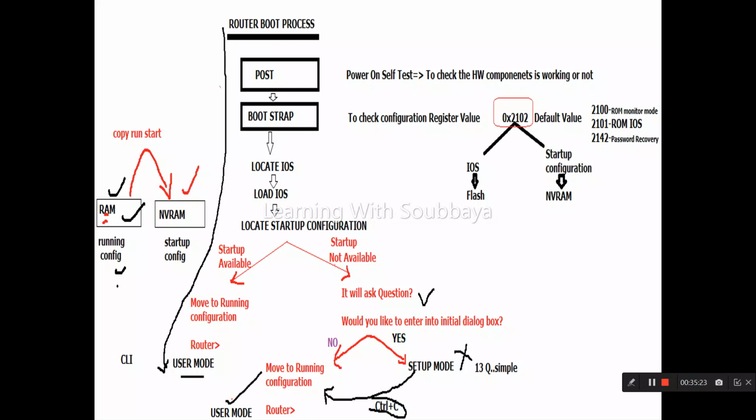Next thing, startup configuration. Locating the startup configuration. Startup configuration is sometimes available, sometimes not available. When will it be available, and when will it not? If it is an old router, you already configured it and saved the information in the startup configuration, so it will be available. If it is a new, fresh router, the startup configuration won't be available.